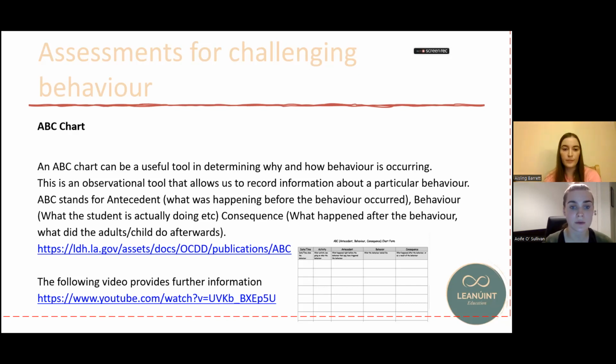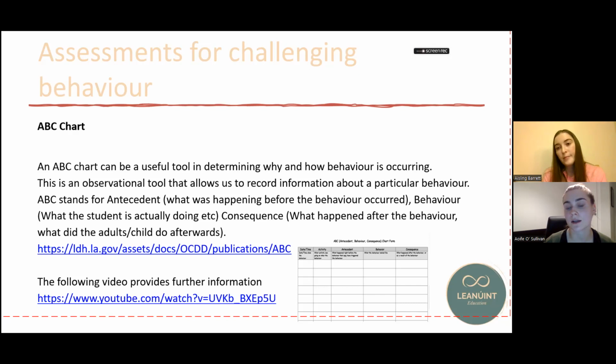An ABC chart is a very useful tool in determining how and why a behavior is occurring. It's an observational tool, like I mentioned, and it allows you to record information about a particular behavior. The ABC stands for antecedent, so what is happening before the behavior occurred, behavior, so what the child is actually doing, and consequence, so what's happening after the behavior. For example, if you are starting an Irish lesson, the antecedent would be the teacher says, okay, we're going to start Irish, take out your Irish copy.